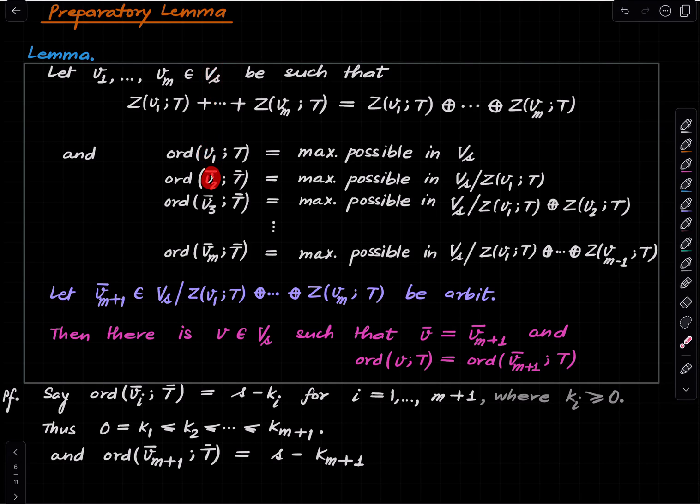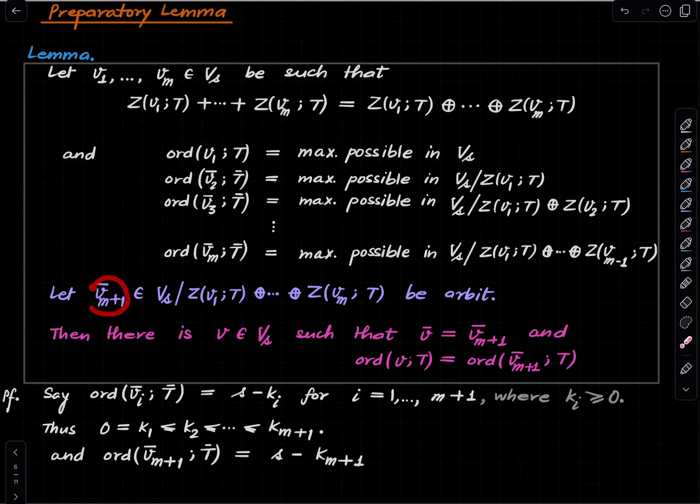V2 bar has maximum possible order in the corresponding quotient. So this T bar denotes the endomorphism induced here. Then V3 bar has maximum possible order in this space, where this T bar is different from that T bar. This T bar is an endomorphism here, while that T bar is an endomorphism here. Unfortunately, this abusive notation cannot be avoided. Okay, and up to Vm, Vm bar has maximum possible order in this quotient. In the previous lemma, m was equal to 1. Here, m is some arbitrary thing.